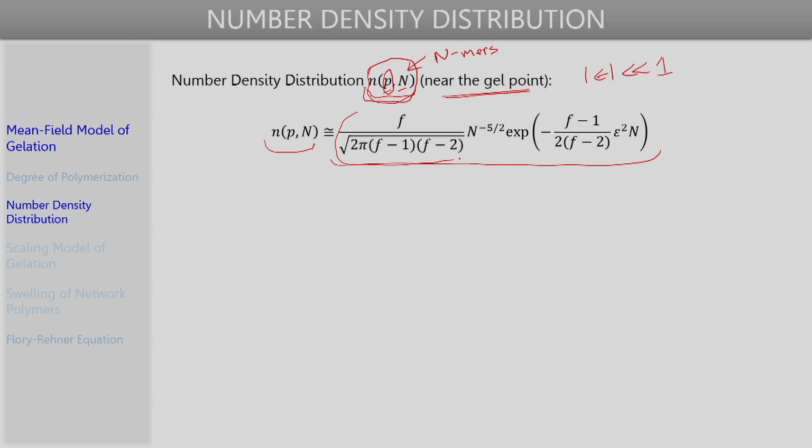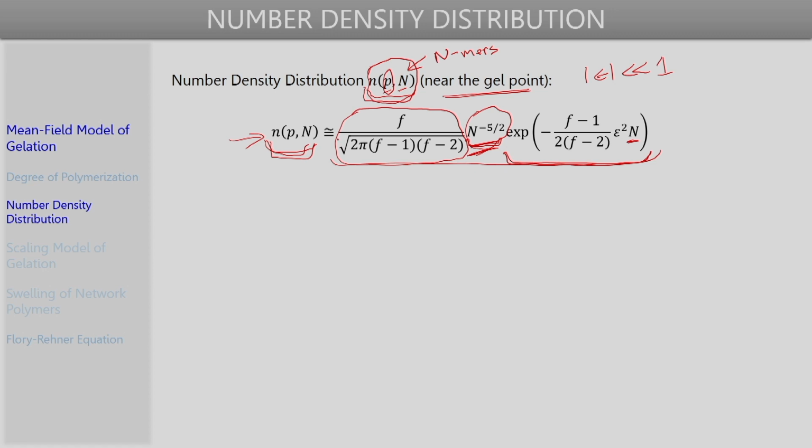So, this is a kind of a prefactor, which is not of that much interest to us. What is more interesting are these two quantities. This is a power law dependence of the number density distribution on the degree of polymerization of the n mers. If we are considering only n mers, the degree of polymerization will just be n. And this is a kind of function that also contains the degree of polymerization n, so this also affects the behavior of the number density distribution with n.